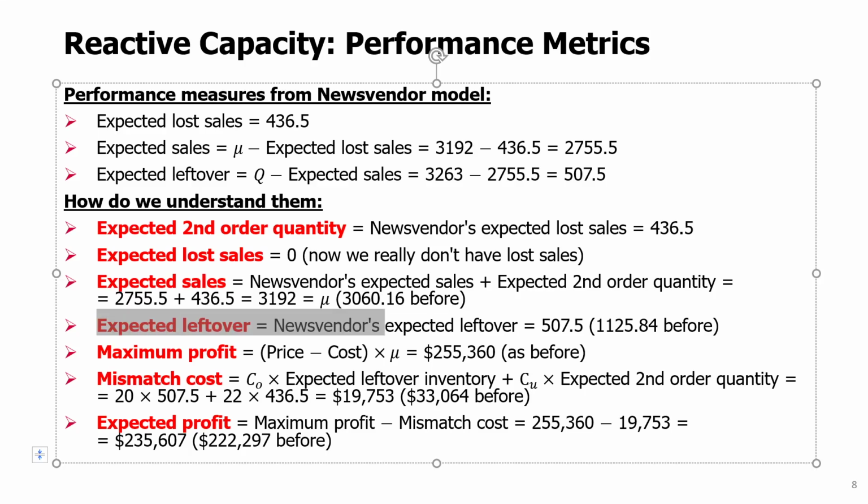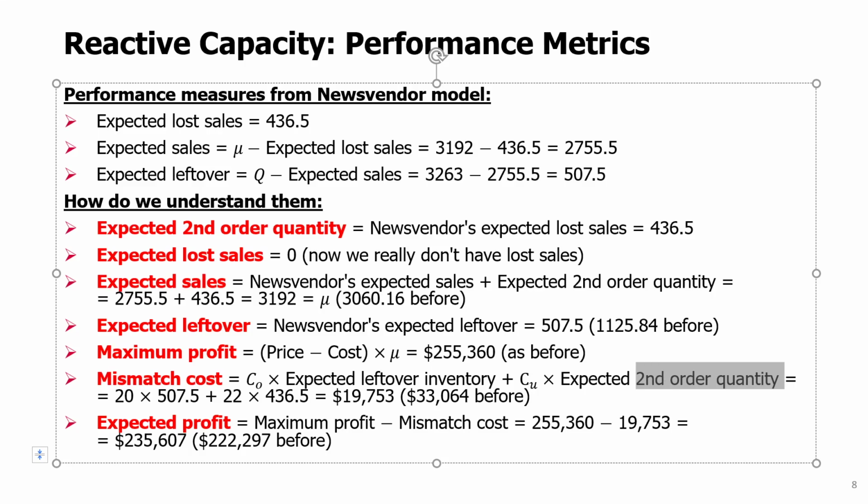But expected leftover still remains. It is still as in the newsvendor model, so there is no change here. Expected leftover is the newsvendor's expected leftover, and it's much smaller than we had before in our model with a single order opportunity that we considered in the previous topic. Now, if you consider the maximum profit, it is the same as before, right? With a perfect forecast, we could expect to have this much profit. Now we can calculate a mismatch cost, and we calculate it using the same formula.